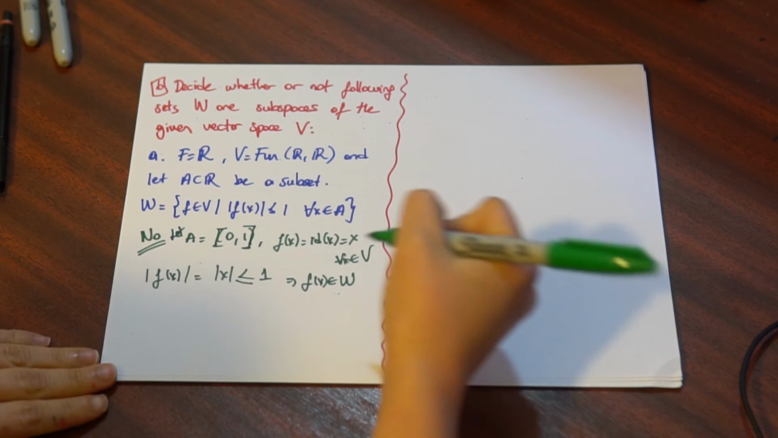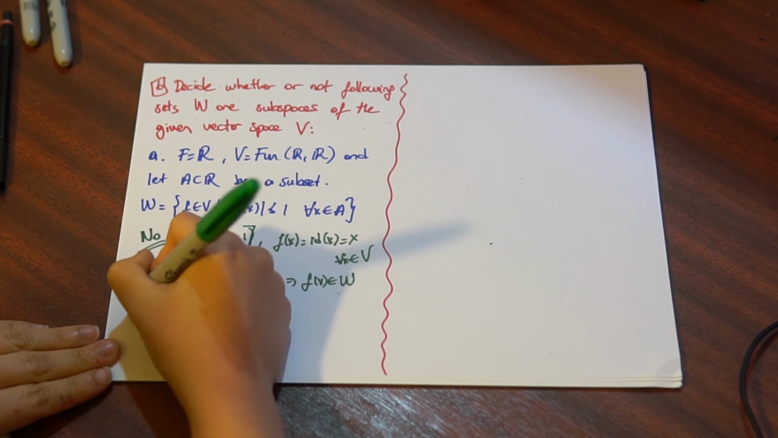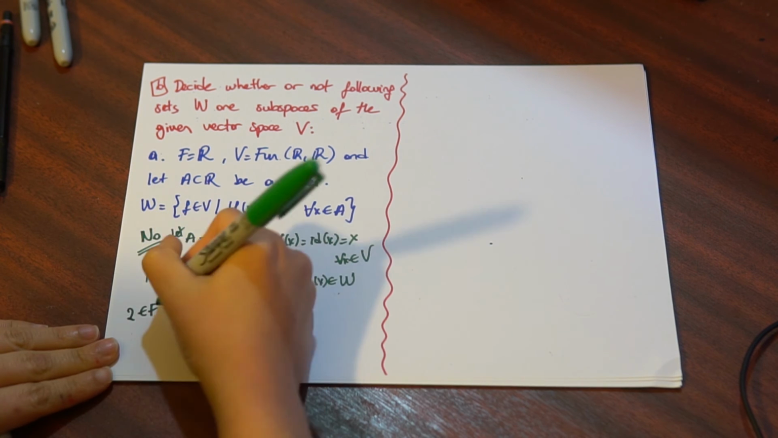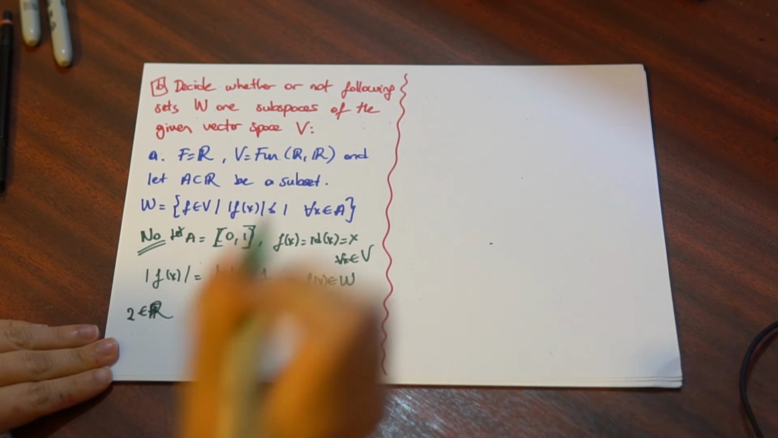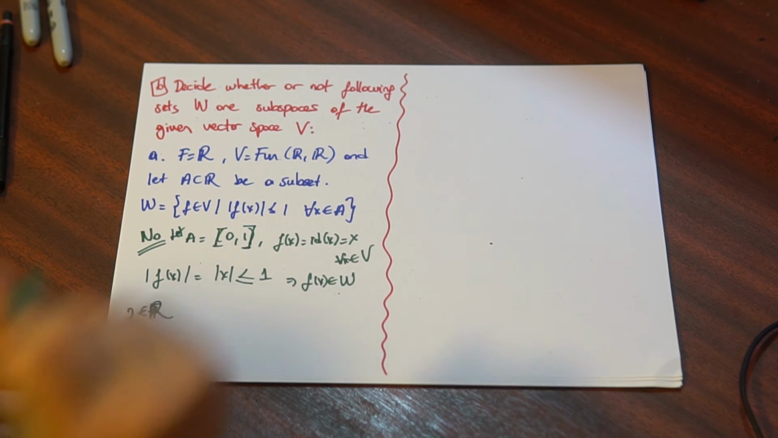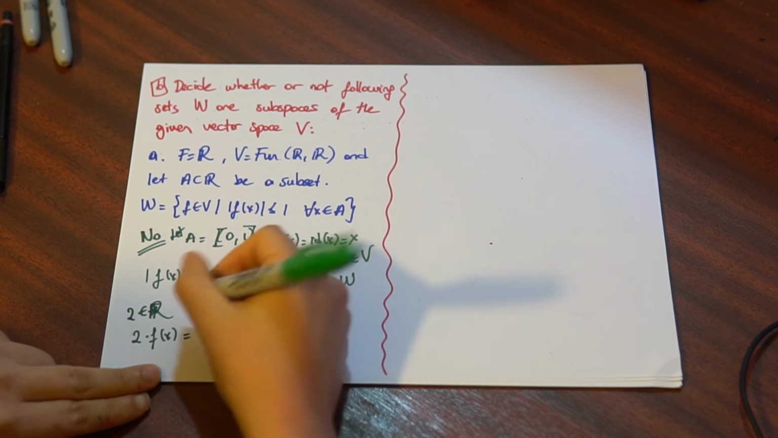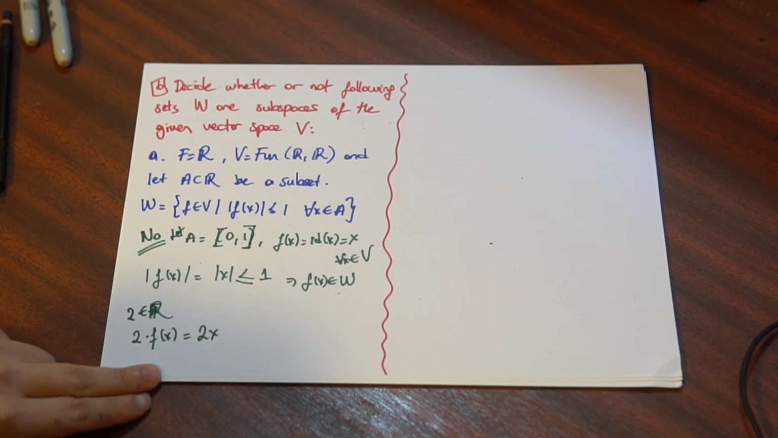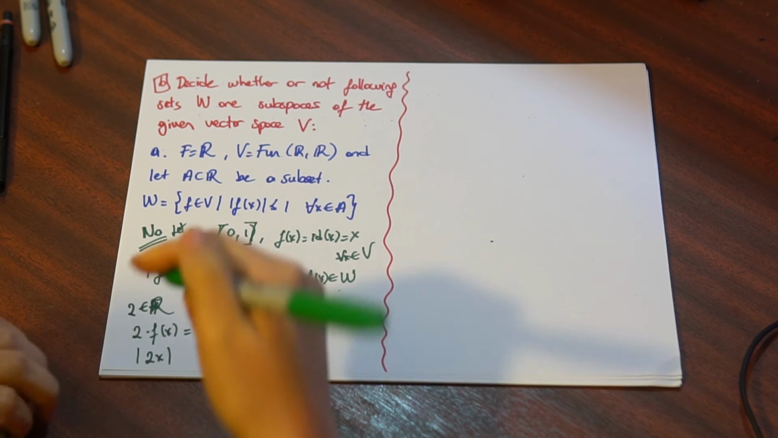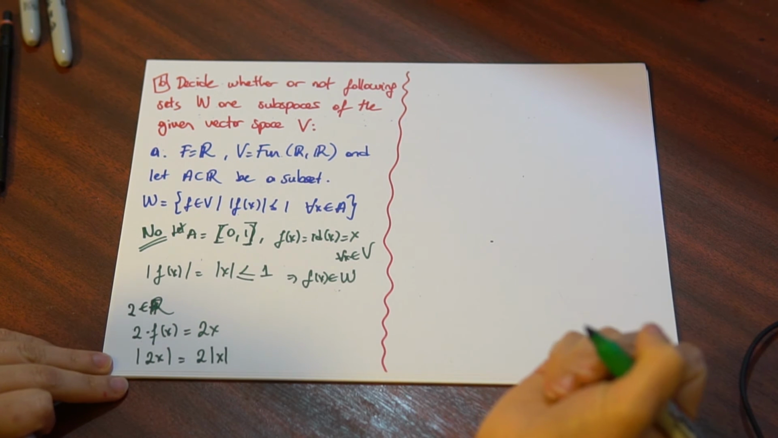And let's take 2 inside of the field, like 2 is inside of R, our field. Let's look at the scalar multiplication. 2 times f(x) is equal to 2x, right? And let's look at the absolute value of 2x. The absolute value of 2x is equal to 2 times x.